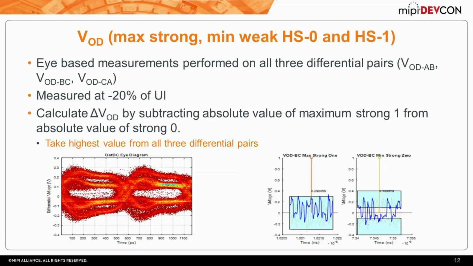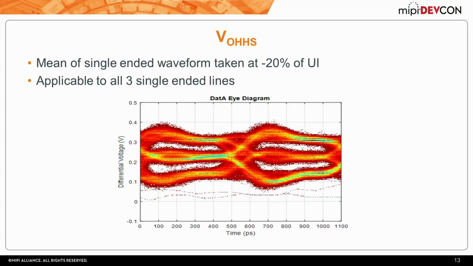And this plot just identifies where the maximum strong 1 and minimum strong 0 were observed in the waveform, in case you're curious about ISI. So VOH-HS is voltage output high, high speed. You take the mean of this positive single-ended waveform, and you do this for all 3 data lines. And you just take the mean, so it's not a mode or maximum or minimum.